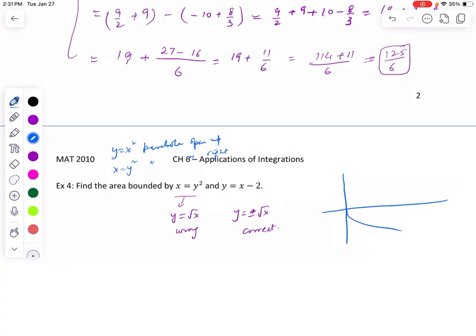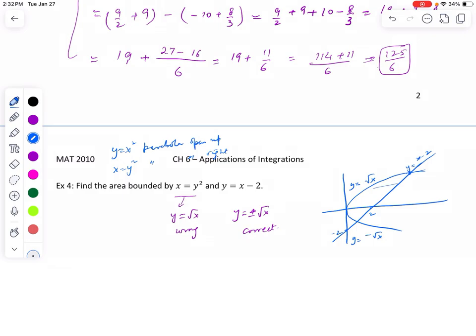And then we have the equation y is equal to x minus 2. So let's say this is negative 2, so then this will be 2. So the line goes like this, which is meeting the, so this is square root of x, this is minus square root of x, and this is x minus 2. So notice that we have three functions now, and this is our area.